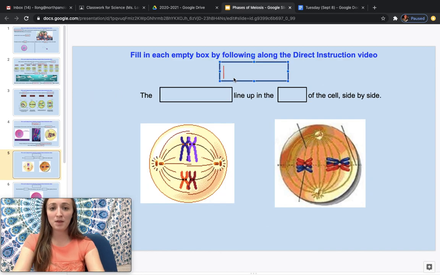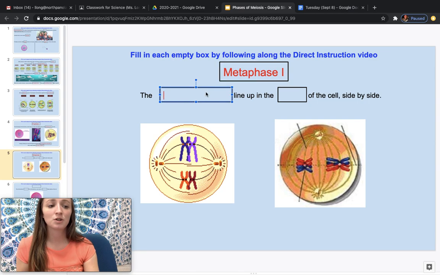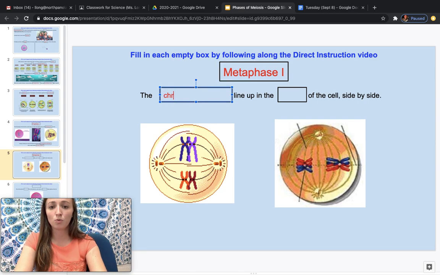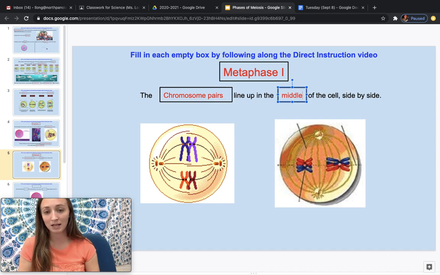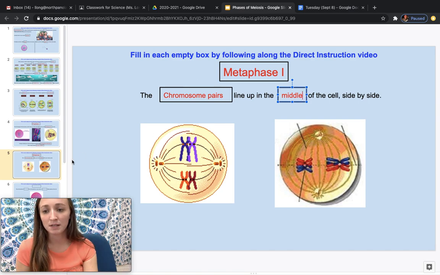We've got to remember PMAT, which means metaphase is next, and this is meiosis 1, so we put a 1. During metaphase 1, the chromosome pairs line up in the middle of the cell, remember M for middle, side by side. They just line up as if they're walking toward the ark two by two right in the middle. Easy.